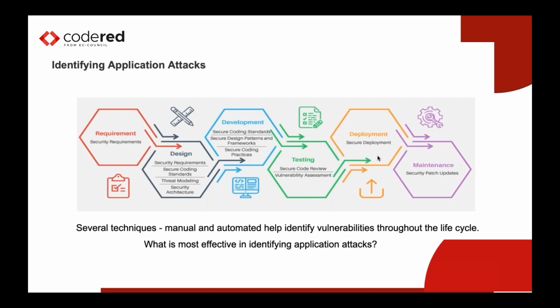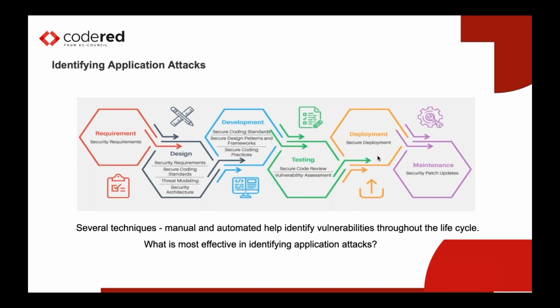So moving on to identifying the application attacks, we could employ several techniques and processes throughout our secure development lifecycle to identify the attacks, both manual and automated. For example, right from the requirements phase, you could make it a requirement to have CAPTCHA, which would prevent some of the brute force attacks. Or you could make strong requirements for input validation and output validation, which should mitigate some of the attacks like cross-site scripting and some injection attacks.